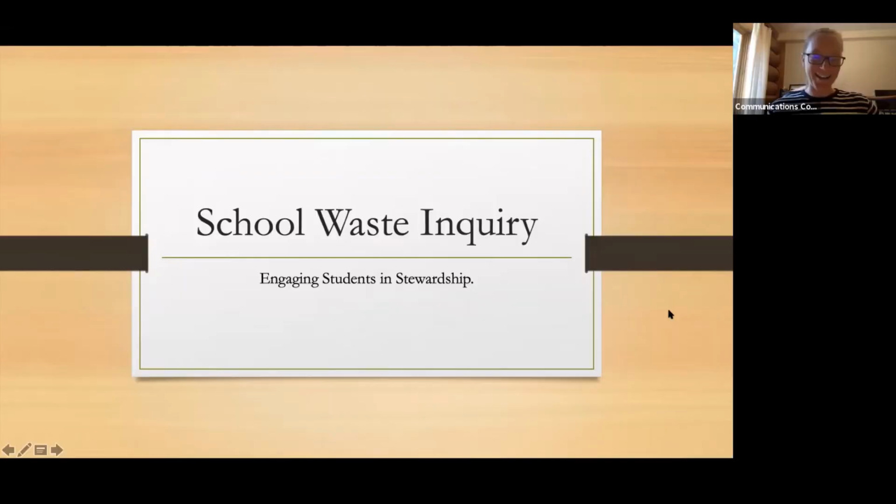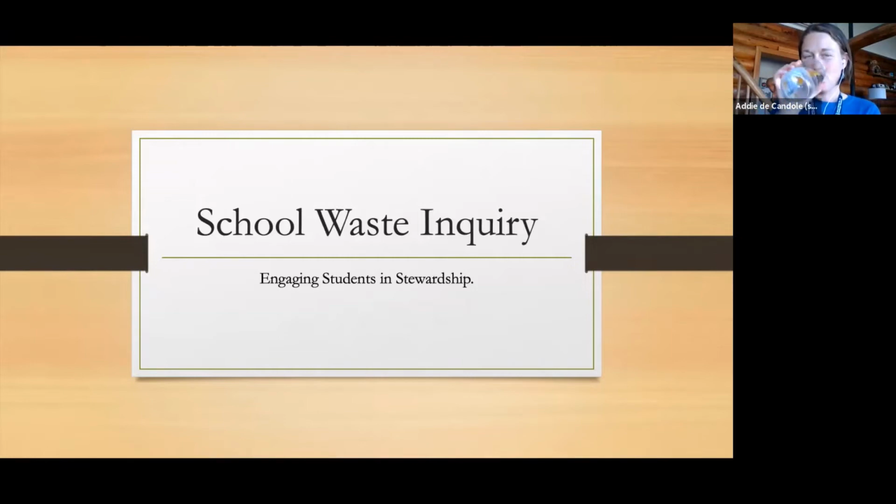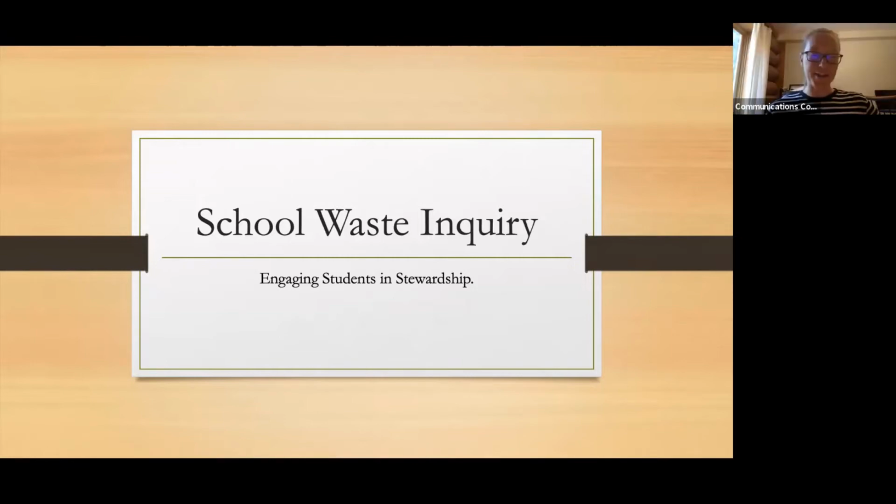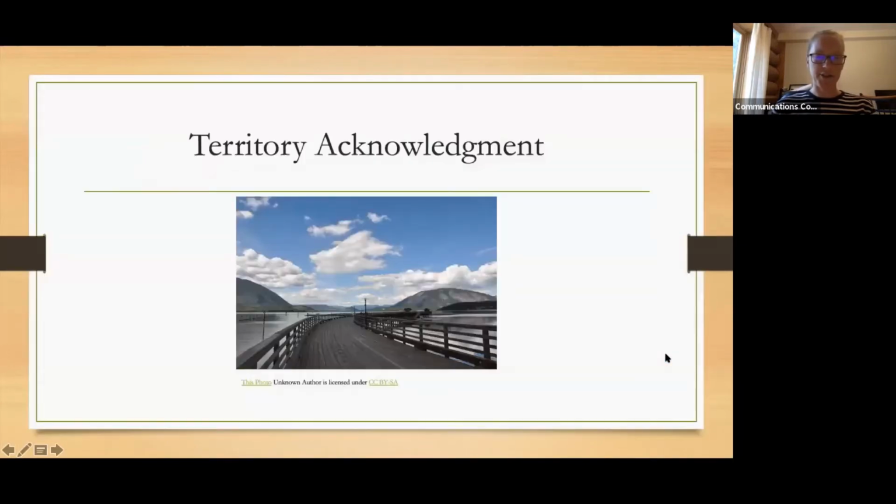Today we are going to talk about doing a school waste inquiry. Graham and I did one last week and it went really well. We're really excited about this idea because it's a very engaging way to get kids to think about where things go when they put them in the garbage.